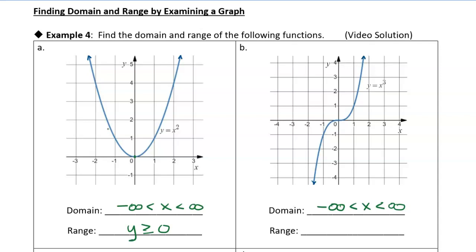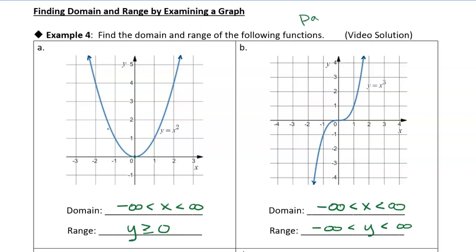There are no output values that I can't get. So the range is also from negative infinity to infinity. It just goes as far positive as you want, as far negative as you want. Now all of these 4 functions that we're going to look at in this example are considered to be parent functions.